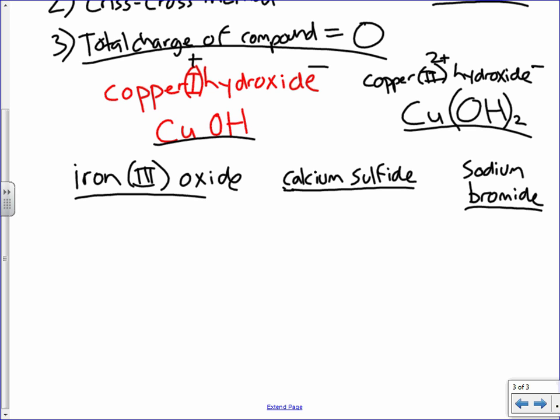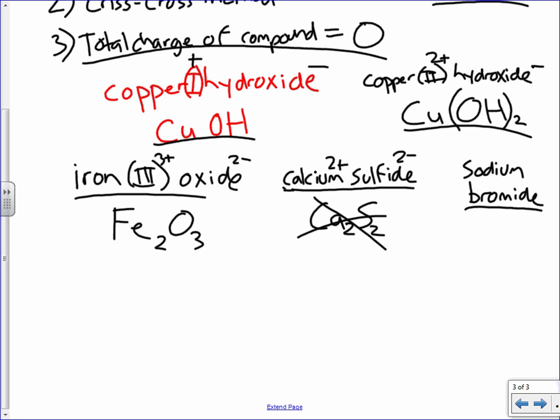Okay, so iron oxide, Fe and O. Crisscross the charges, 3 plus and 2 minus, Fe2O3. That's iron 3 oxide. So calcium sulfide, we have Ca and we have S. Write in our charges, crisscross those, and we get Ca2S2. However, this is not an acceptable answer. You always want to have the least common multiple with those subscripts. Reduce it to the simplest ratio that you can. Ca2S2 is the same thing as CaS. So there's your answer, CaS, calcium sulfide.